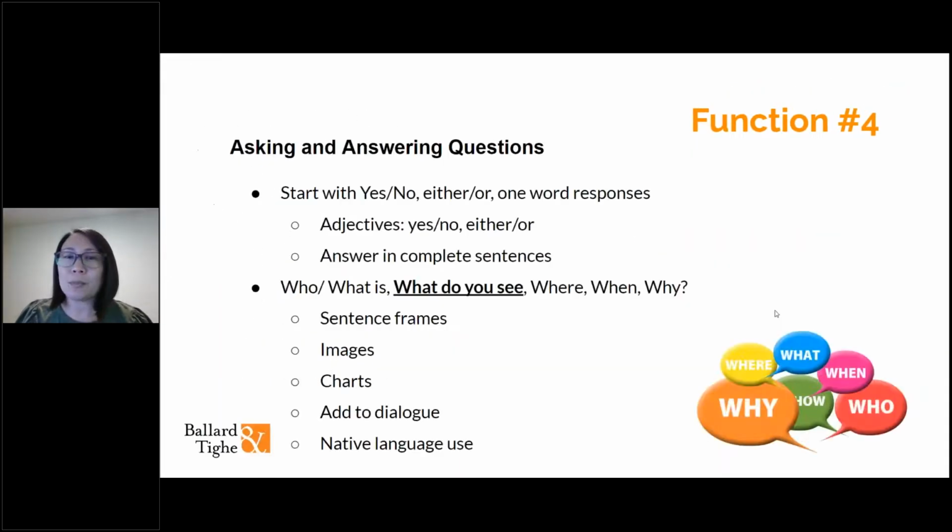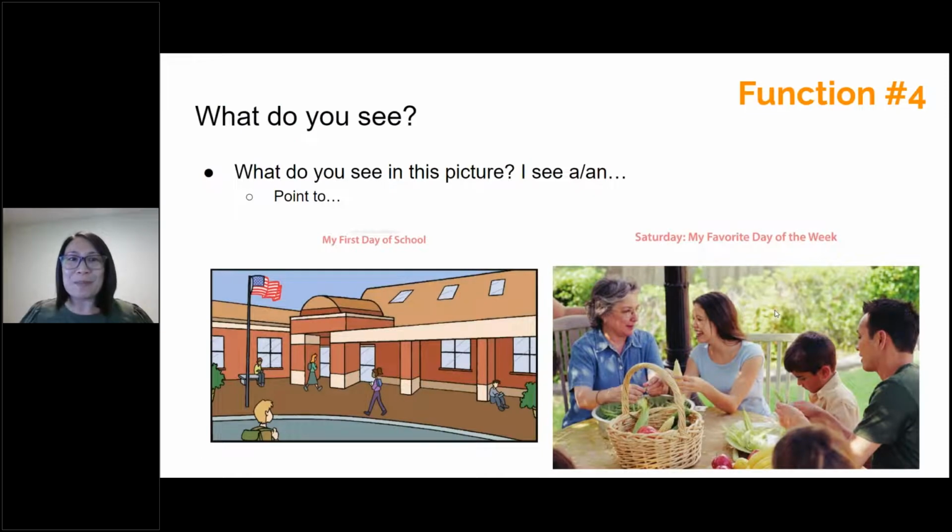So let's look at this. We're going to keep going. So the idea of who, what, where, when, why, sometimes how, right? But what do you see is going to be the main focus of this next slide. So when we talk about what do you see, right? Who, what, where, when, why, on the next picture slide, we're going to, yep, thank you. What do you see? You're going to ask students to point, but really, what do you see? You want an answer, right? So name things, name actions.